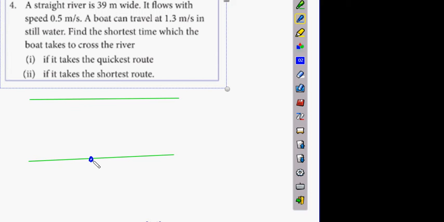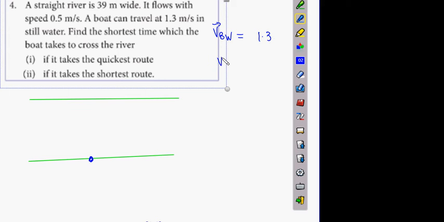Now, I just want to get a bit of technical stuff out of the way here. VBW is the velocity of the boat in still water. Are you happy with that? VBW represents the velocity of the boat in still water. So what actually happens is the velocity of the boat in still water is 1.3.